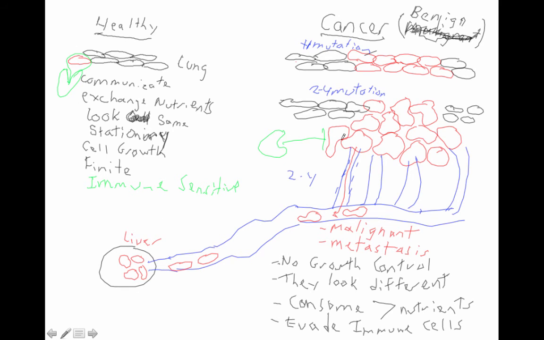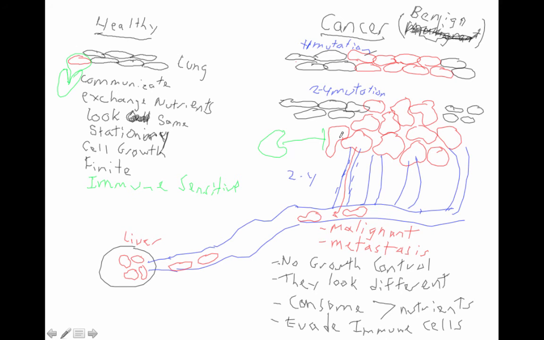These cells, these tumor cells, they are what we would call immortal. They never die. In fact, we have cell line cultures that have been growing for over 60 years. They live indefinitely. They don't die off like a normal cell does. And the healthy cells are sensitive to the immune system. The immune system will come along and find these poorly behaving cells and get rid of them.